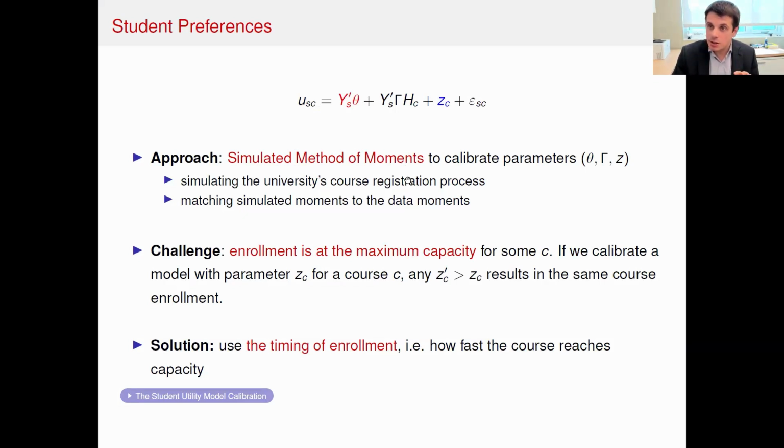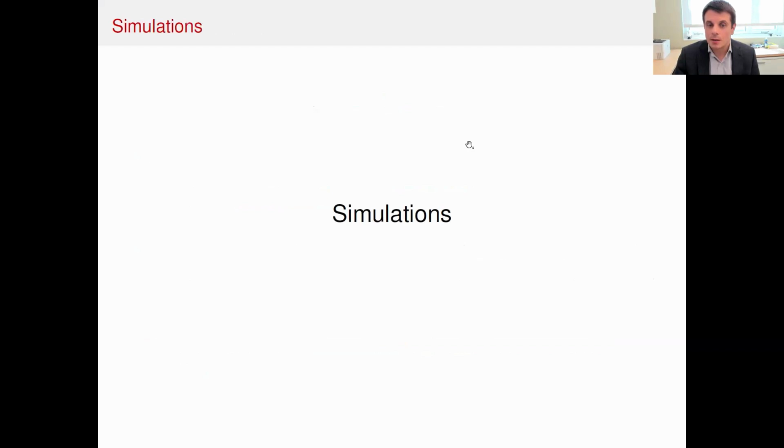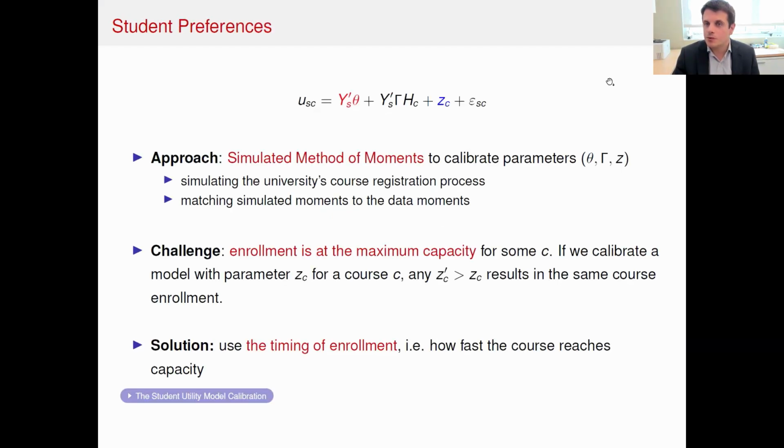The biggest challenge in the calibration, and that was an important part of the process, is that enrollment is at the maximum capacity for some courses. It means that for some courses, at least fixed effects are only partially identified. If you increase, say, the value of the fixed effect, it doesn't change the enrollment. Our solution, due to the presence of the data, is that we are able to calibrate them using how fast the courses are enrolled, because we know which students are enrolled in which courses. Basically, more popular courses should be enrolled earlier. That's how we solve the problem. But again, I'm happy to talk more about it afterwards. Any questions before I move to the simulations?